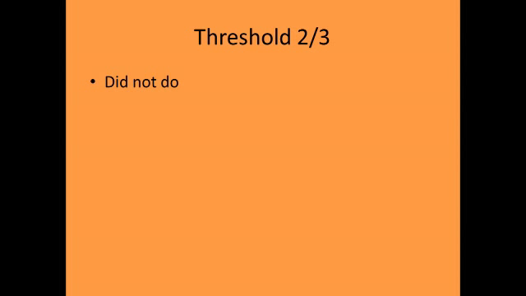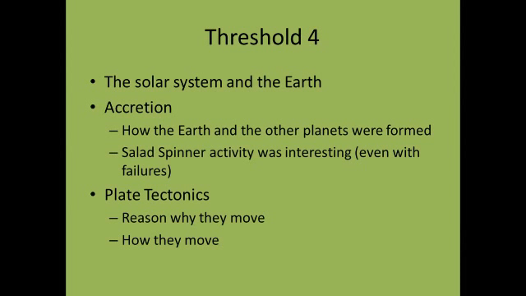Threshold 2 and 3 were thresholds that we did not study in our classes, but these thresholds were on the creation of the stars and new chemical elements. Threshold 4 was based around the creation of our solar system, including the planets and our Earth. This threshold explains the Goldilocks conditions that were needed for our solar system to be created. The solar system was created through a process called accretion.